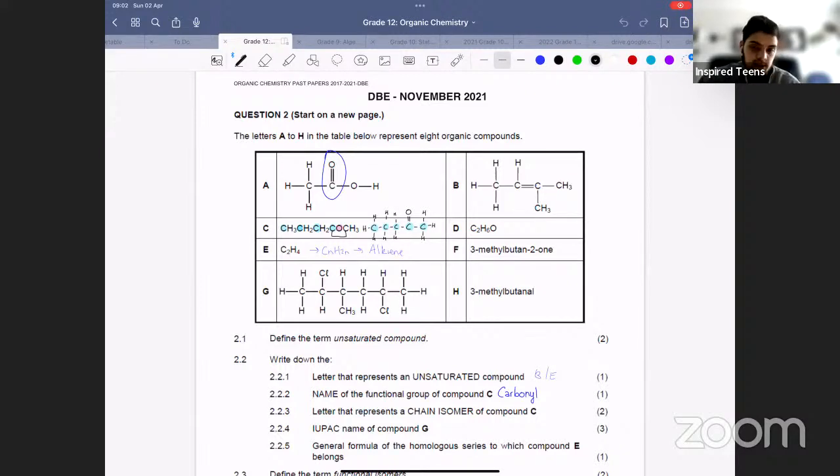So remember we said saturated is single, so unsaturated is a compound that contains a double bond or multiple bonds and does not contain only single bonds. So exactly what we said. Saturated is single, so unsaturated is two or more, double or triple, etc. Okay, 2.2.1, write down the letter that represents an unsaturated compound. So we were basically looking for a double bond existing between carbon atoms. In that case, we said B or E.